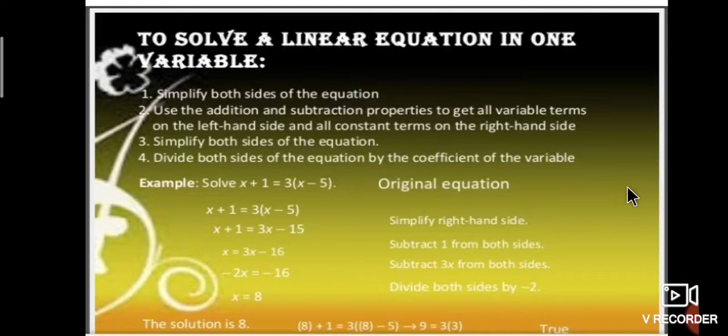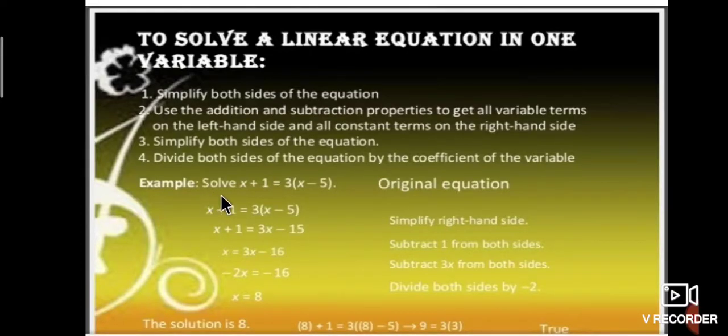Similarly, simplify both sides. The rule is: simplify both sides of an equation using the addition and subtraction property to get all variable terms on the left hand side and all constant terms on the right hand side. Again, simplify both sides of the equation. Divide both sides of the equation by the coefficient of the variable. Then we get the solution. These are the techniques we use to solve a linear equation in one variable.